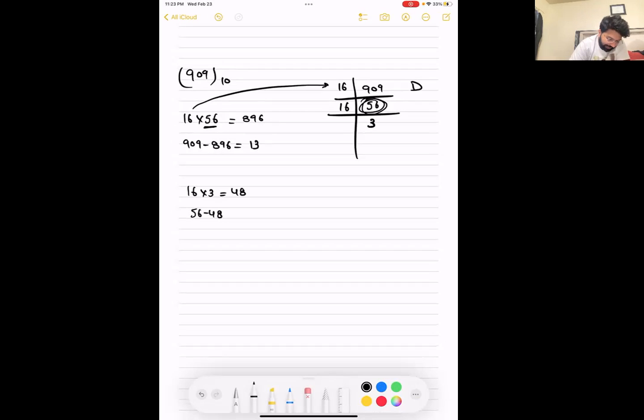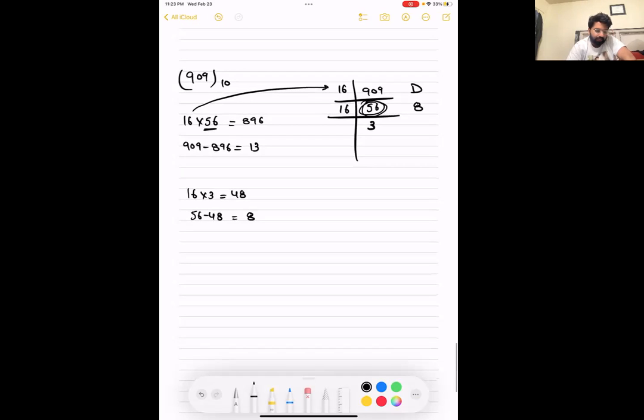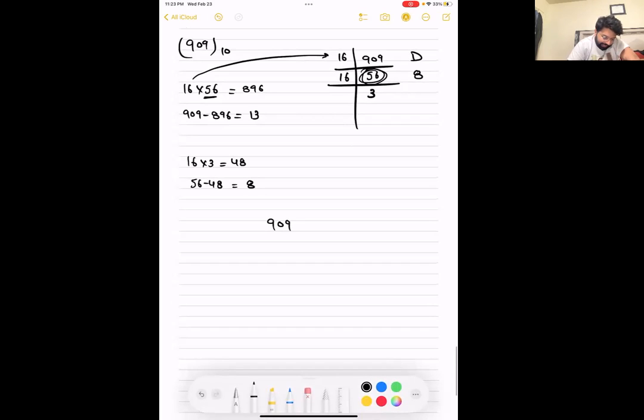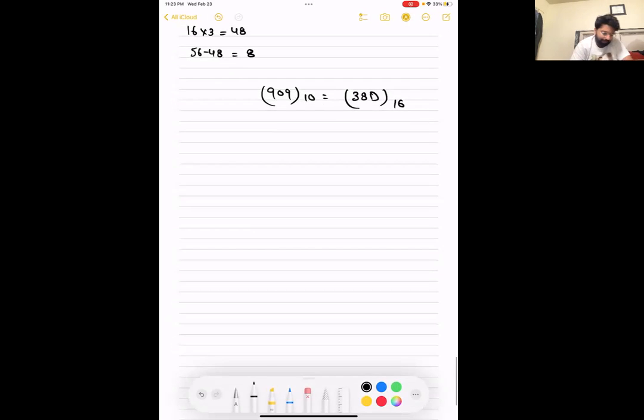56 minus 48 to check the remainder is 8. So you're going to write 8 here. That's it. Because 3 is smaller than 16, we're not going to divide it. We're just going to leave it as it is. So 909 in decimal is equal to, going bottom to up, 38D in hexadecimal. There you go.